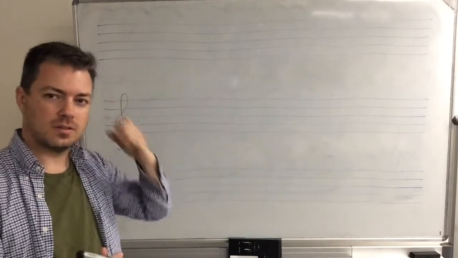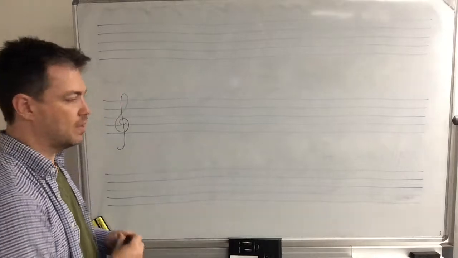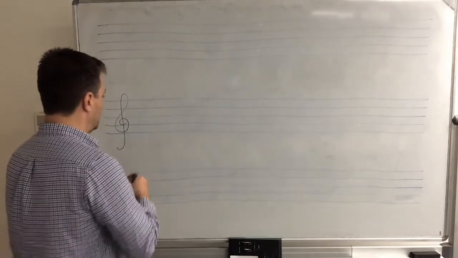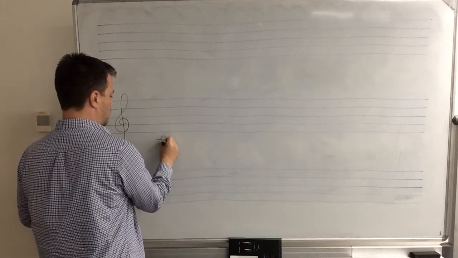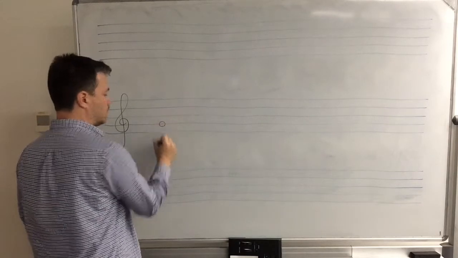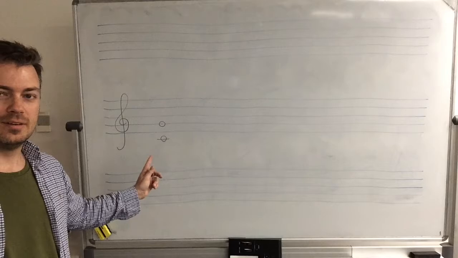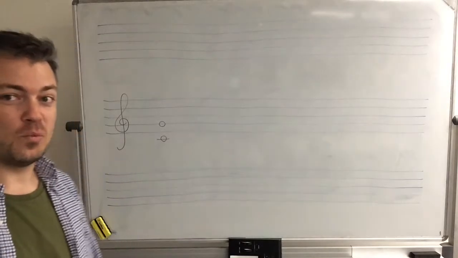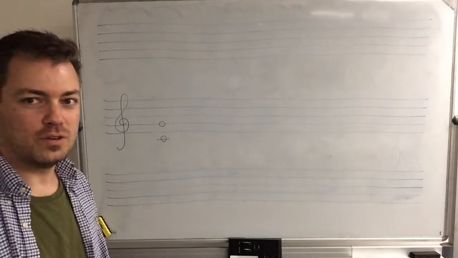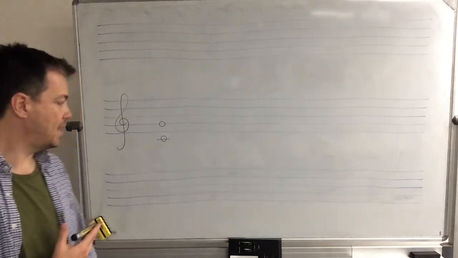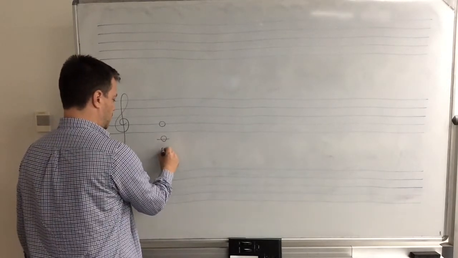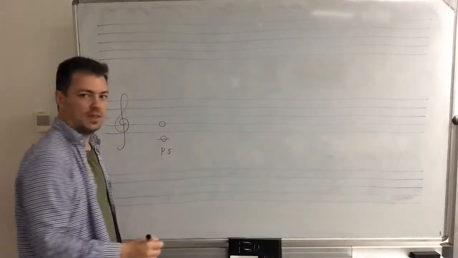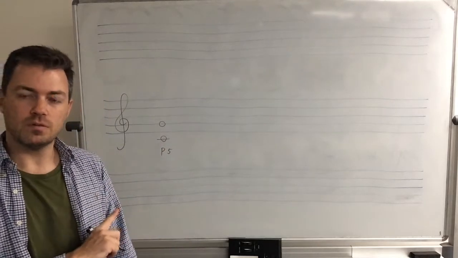So let's start with some examples. I think that'll be the best place to start. So let's draw an interval. Here's a little question. What interval is that? See if you can work that one out. Pause the video if you need to. But of course, that is what we call a perfect fifth. We covered that in the last video. That is a perfect fifth.